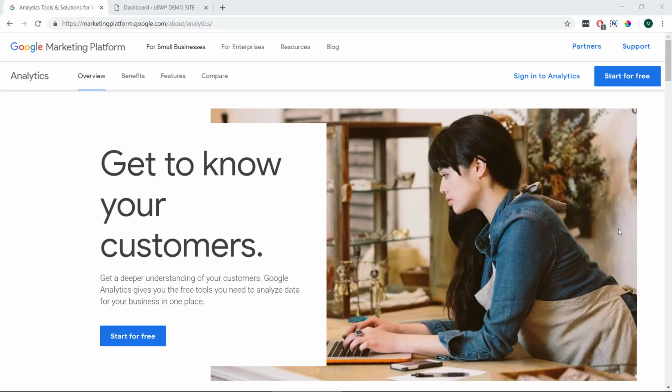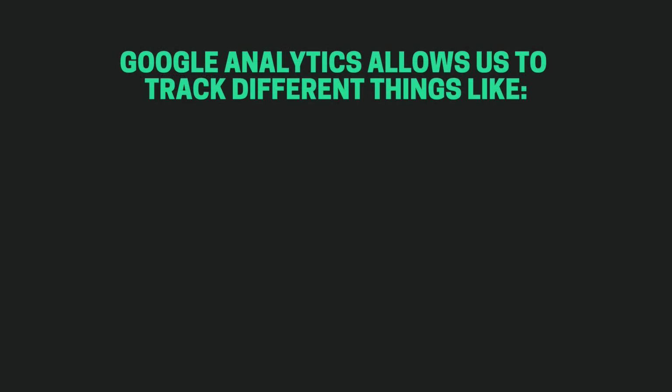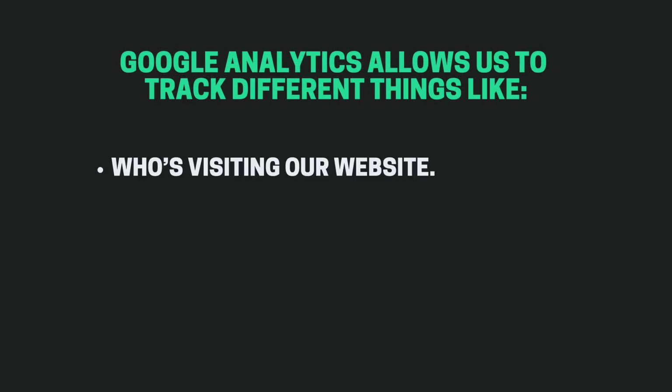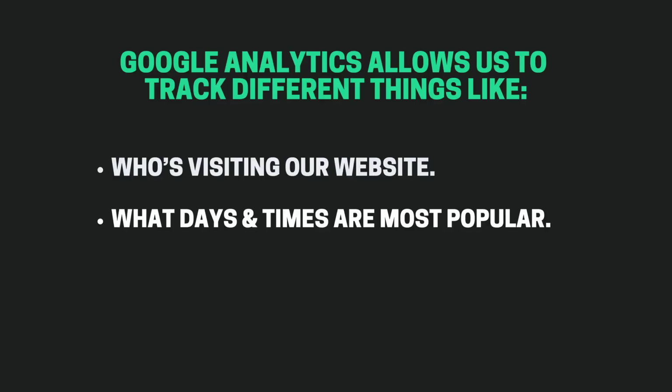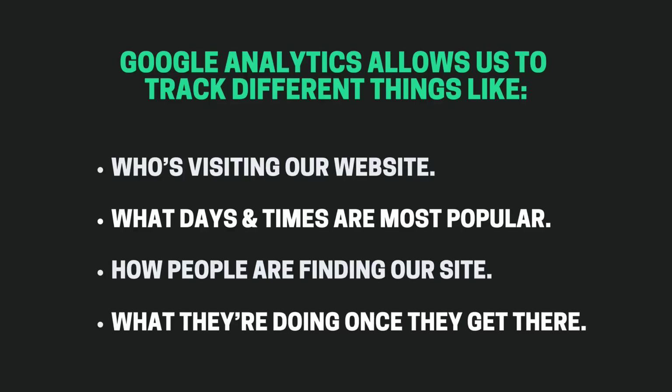In this video we're going to be covering how to add Google Analytics on WordPress. This way we can track what's working well on our site and which content could maybe do with some improvements. Google Analytics will allow us to track different things like who's visiting our website, what days and times are most popular among our visitors, how people are finding our site, what they're doing once they get there, and a bunch of other stuff.